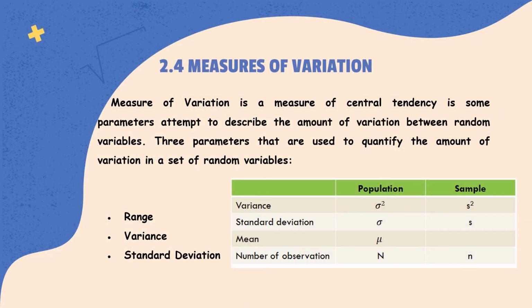The measure of variation. Measure of variation is a measure of central tendency. It is some parameters that attempt to describe the amount of variation between random variables. Three parameters that are used to quantify the amount of variation are range, variance, and standard deviation.